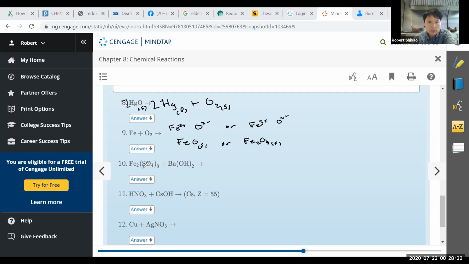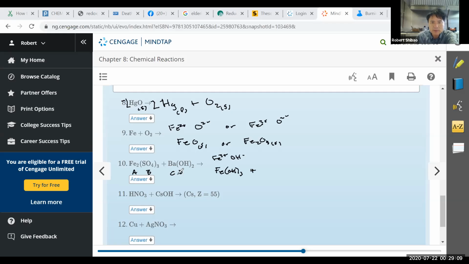Okay, looking at this here, this is an AB plus CD. AB plus CD is metathesis. We're just switching around the ions to see if they like each other better. Right now, iron's paired with sulfate. There's iron 3. But would it be better paired with hydroxide? So the products here would be iron 3 paired with hydroxide, and so one potential product is iron 3 hydroxide. And then we have barium ions paired with sulfate. So this is metathesis. Metathesis are ion combinations.